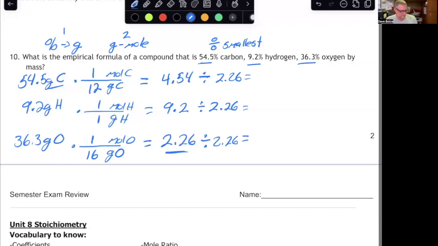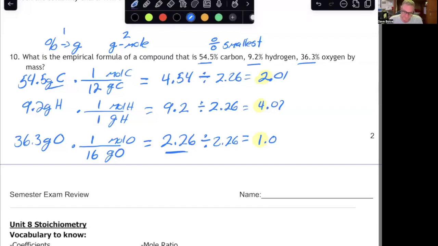Okay, and if I throw those into my calculator, I'm going to get like 2.01. I'm going to get 4.07, and obviously divided by itself, this is going to be 1.0. Now, 0.0 something, that's enough. I can just go ahead and round that off. So 2, 4, and 1 is my ratio.